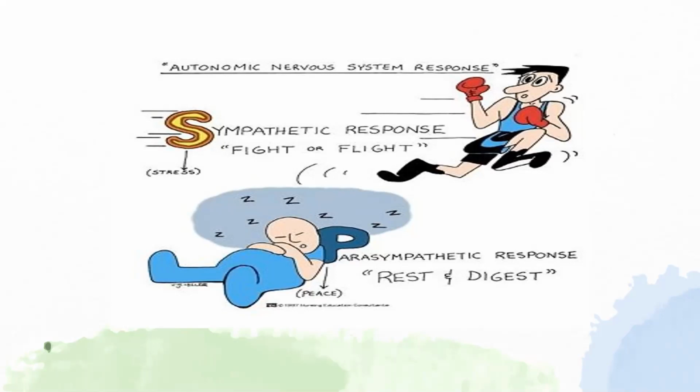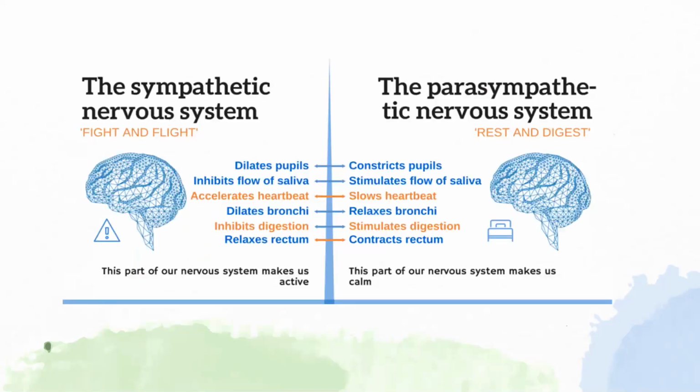The sympathetic and parasympathetic systems operate in conjunction, but with opposing effects, and I'll explain how. In the sympathetic nervous system, the patient will have dilation of the pupils, but in situations of rest and digest, the parasympathetic will constrict the pupil. The sympathetic nervous system will inhibit the flow of saliva, and the parasympathetic will stimulate the flow of saliva. The same thing with the heartbeat. We'll have acceleration in the sympathetic nervous system, and we'll have slowing of the heartbeat in the parasympathetic nervous system.